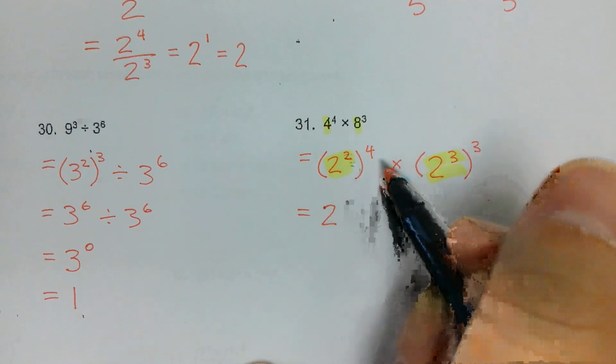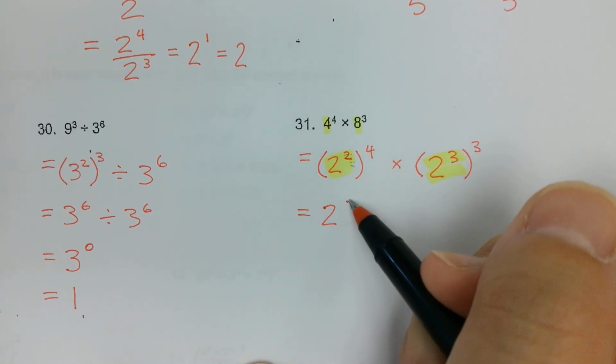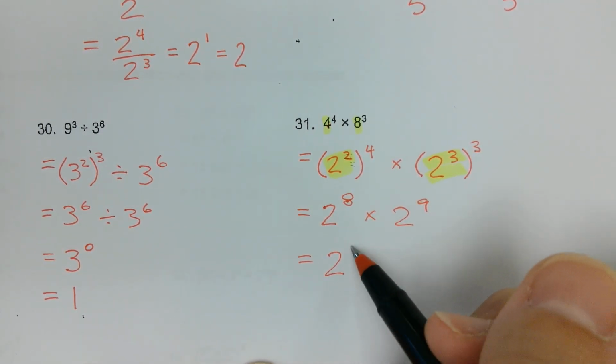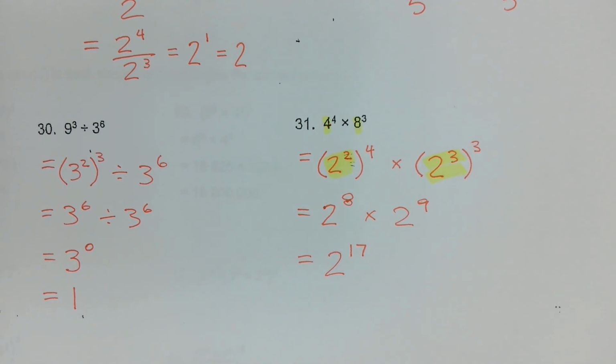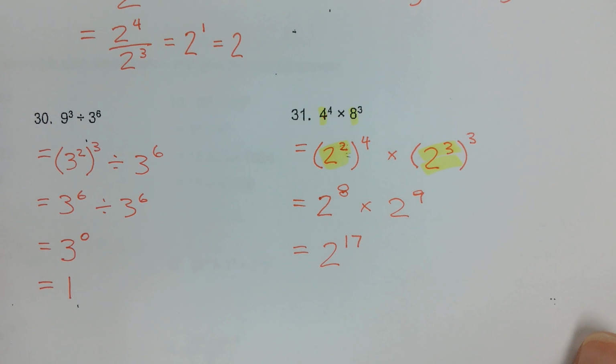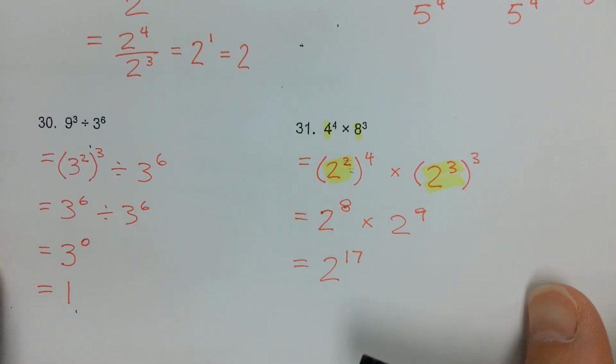So 2 to the power of 8, good, times 2 to the power of 9, good, which is 2 to the power of 17. And that's it. So the key to any of this is they have to be the same base. If they're not the same base, you cannot combine them. Even if one is positive, one is negative, you cannot.